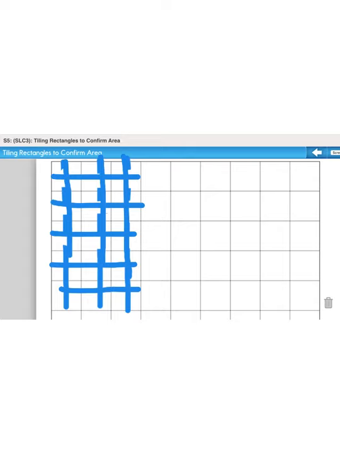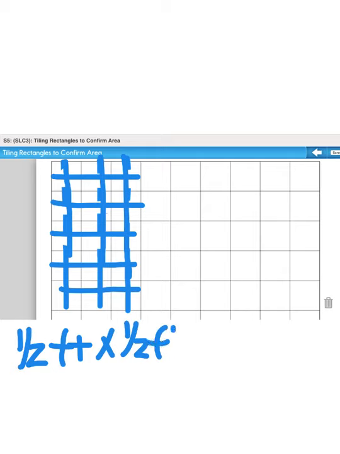The small squares are all 1/2 unit by 1/2 unit. Each large square represents 1 foot, so you should use 1/2 foot by 1/2 foot square tiles. So let me write that down here. 1/2 foot by 1/2 foot square tiles.